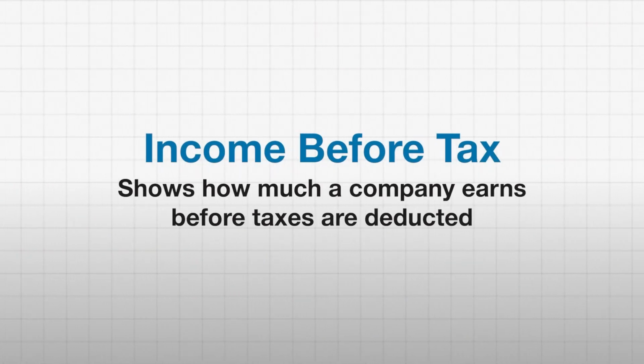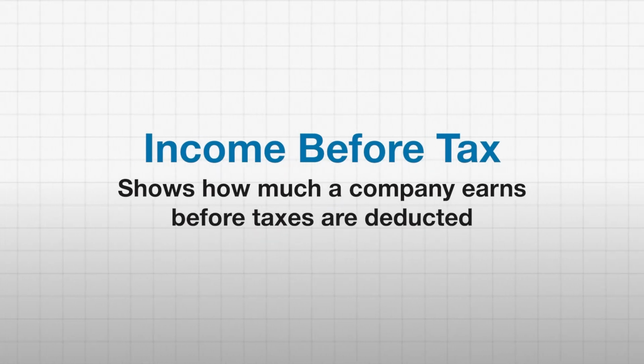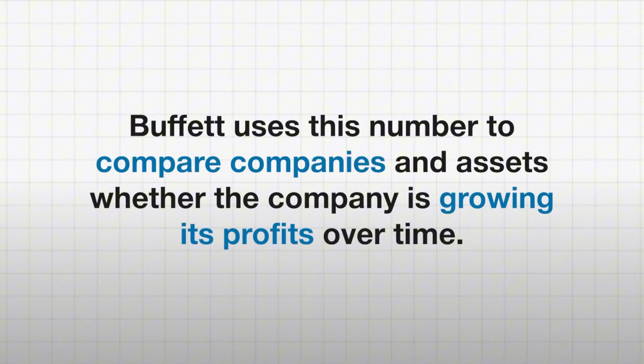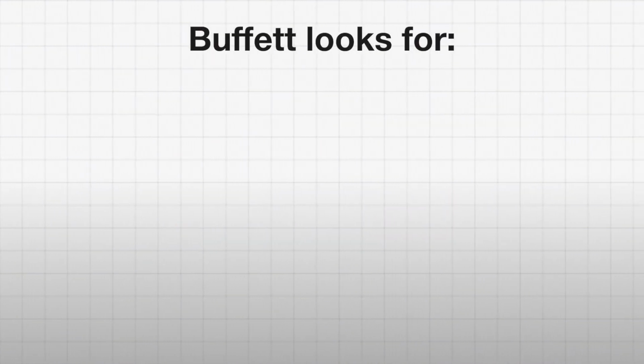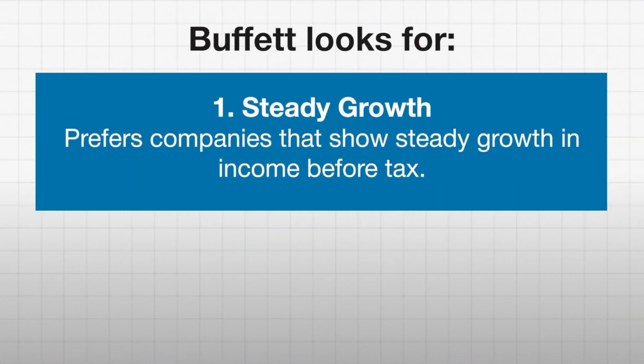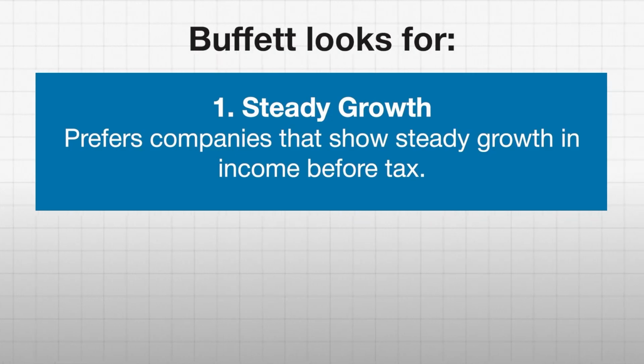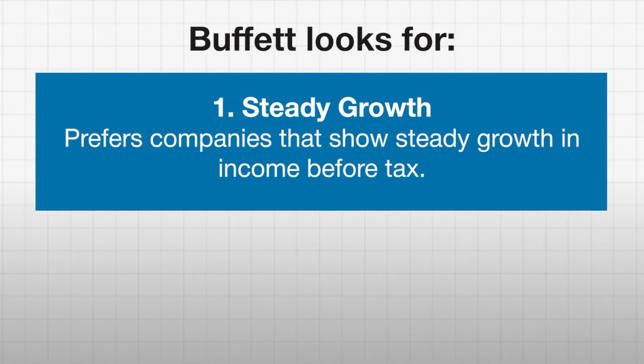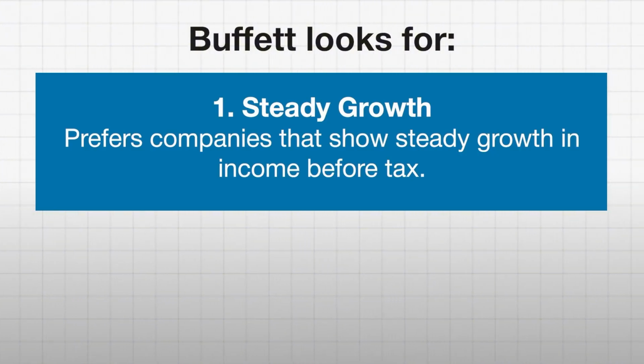What's coming next is income before tax. Income before tax shows how much a company earns before income taxes are deducted. Buffett uses this number to compare companies and assess whether the company is growing its profits over time. Here's what Buffett looks for. Steady growth. Buffett prefers companies that show steady growth in income before tax. Consistent growth shows that the company is reliably making money regardless of changes in tax rates or industry conditions.